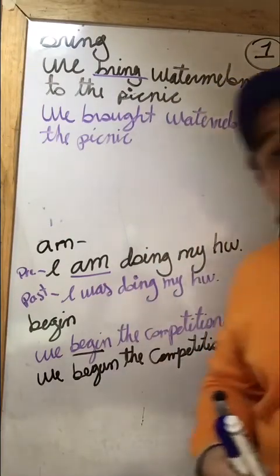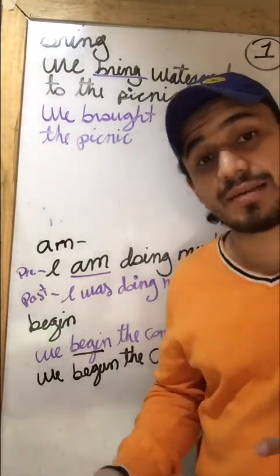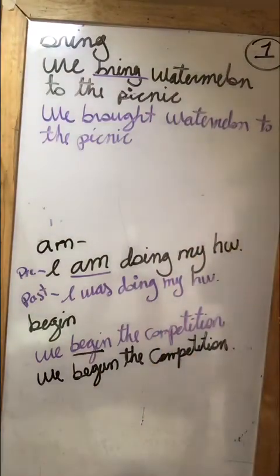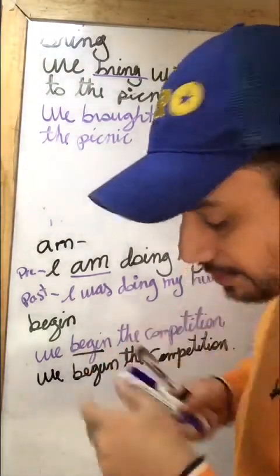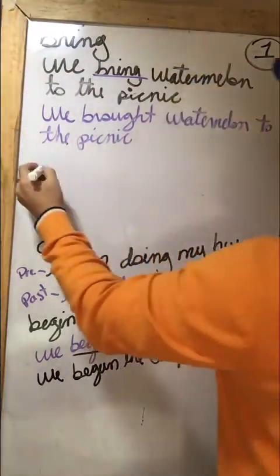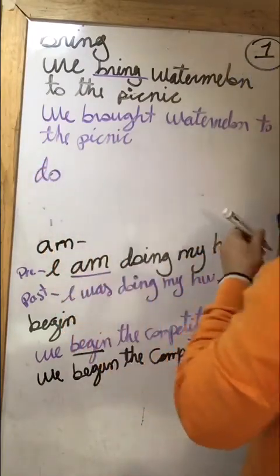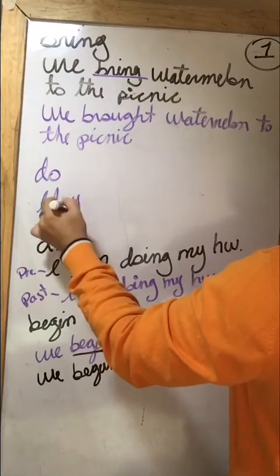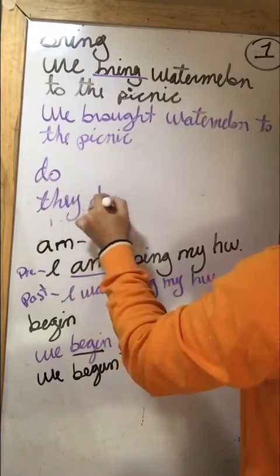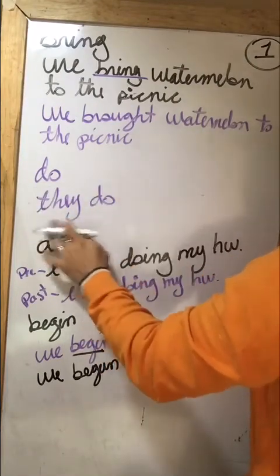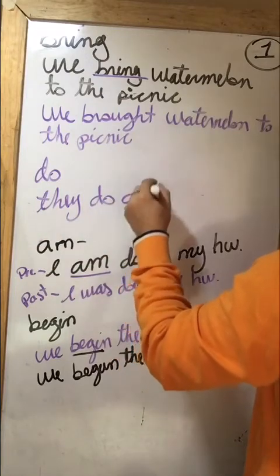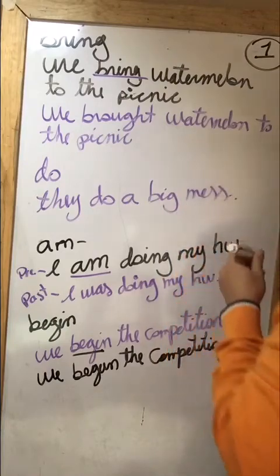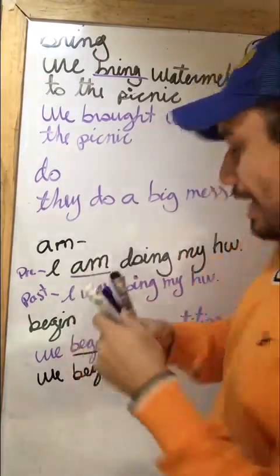Now, as I'm telling you, today we are going to write all the examples, and tomorrow I'm going to give you your assignment. So far, we are going to continue with your examples. The next one is do. Do. So we can say they do a big mess. Okay? They make a lot of mess, a lot of disaster.